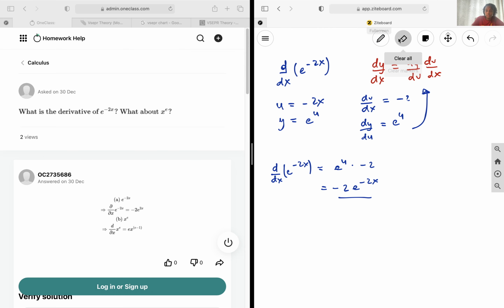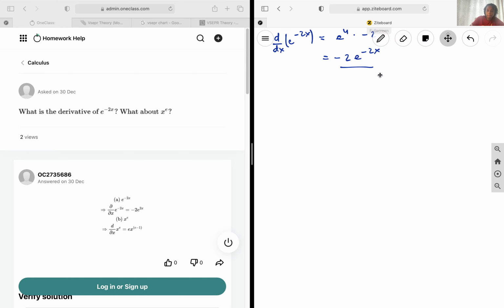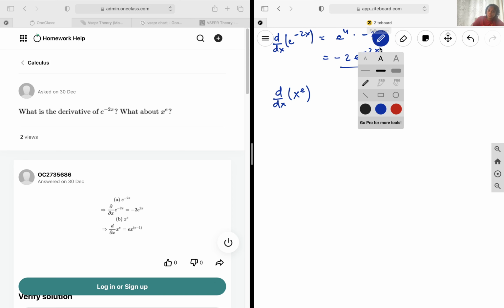For part B, we have d over dx of x to the power of e. For this one, we're going to be using the exponent rule, and that just states that d over dx of x to the power of a is going to be a x to the power of a minus 1. So you just drop the number out front and subtract 1 from the power.